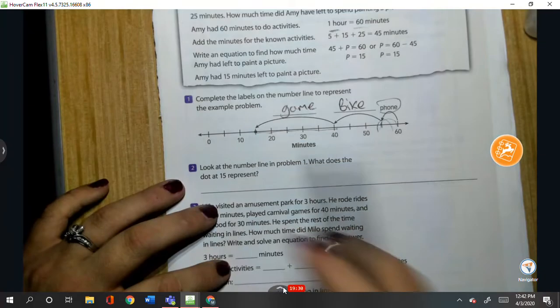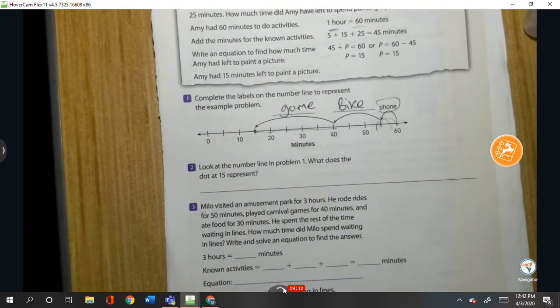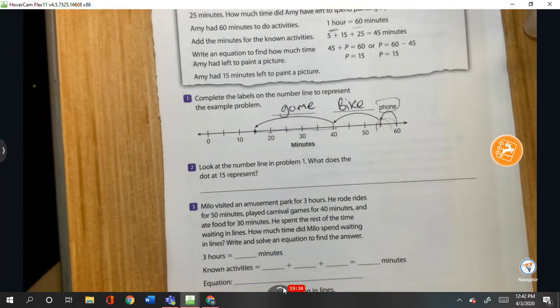It says, oh, my light's turned off. That's what happens when you don't move around enough.